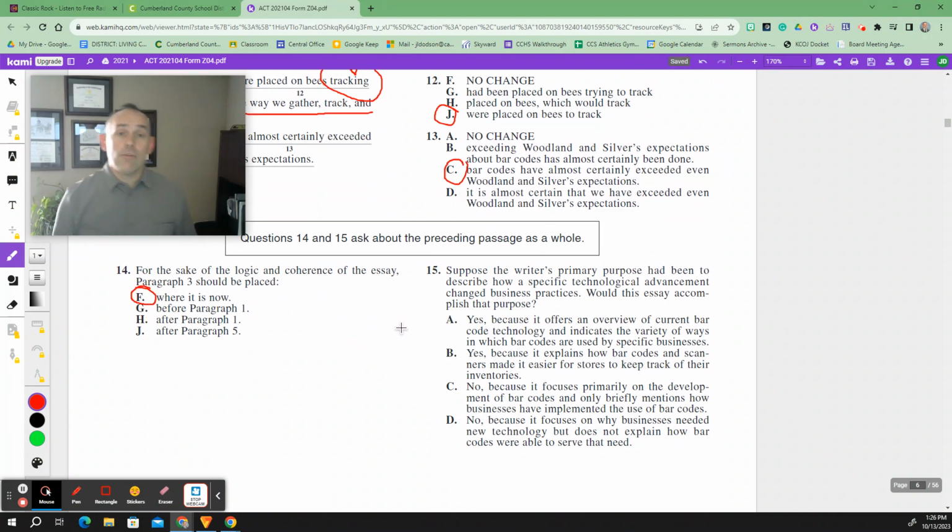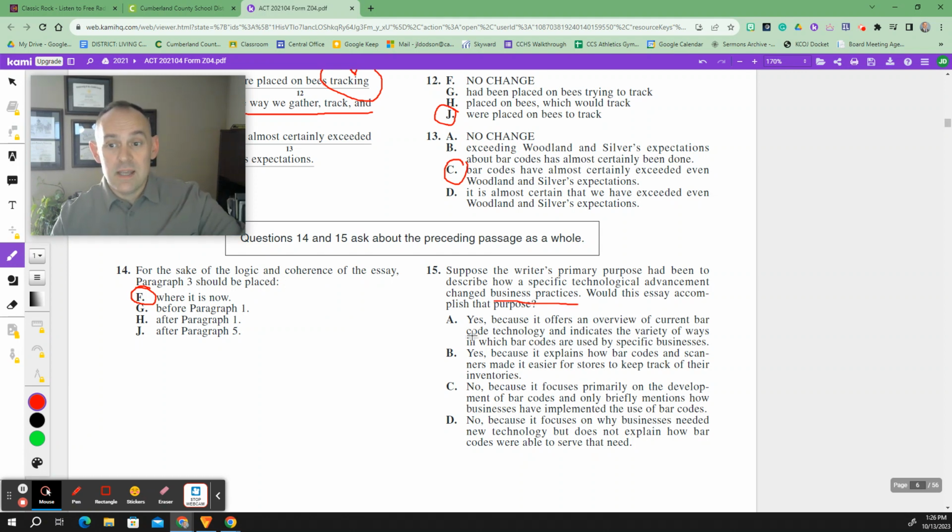And then 15 is an author's purpose question. It's asking you, suppose the writer's primary purpose had been to describe how a specific technological advancement changed business practices. Is this essay about business practices? No, it's about the specifics of how a technology was developed, how a barcode was developed. Would this essay accomplish this?